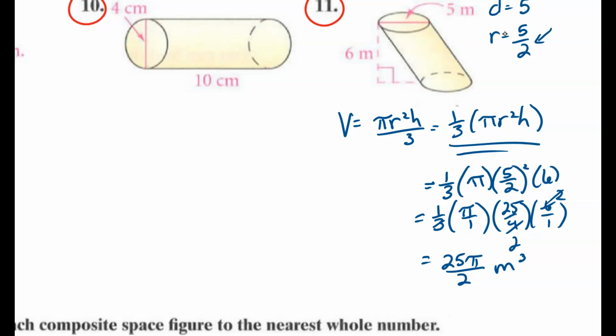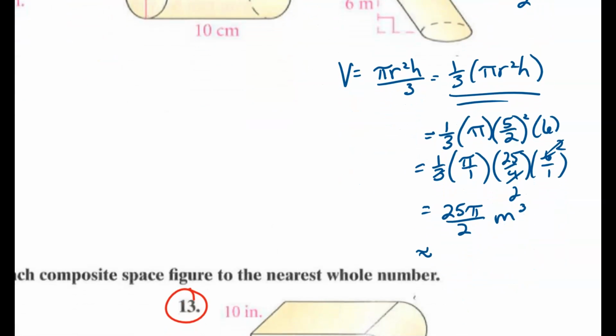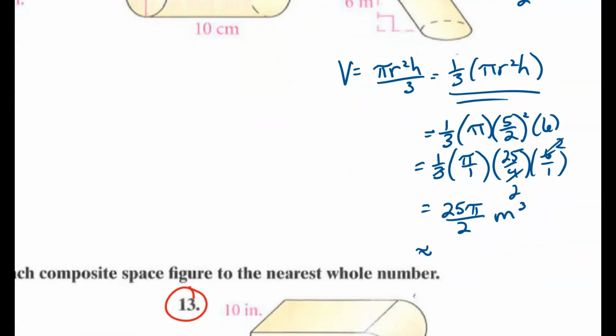But my friends, when we are working with that, you're also supposed to go to the nearest tenth. So then you're supposed to put in your calculator. I'm grabbing mine real quick. To the nearest tenth, what do we get there? 25 times pi divided by 2. I've got 39.3. So 39.3 cubic meters.